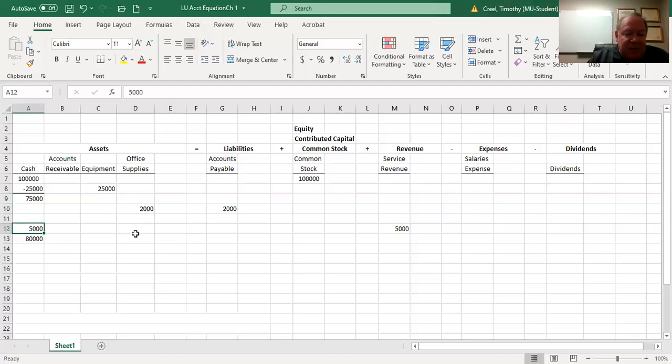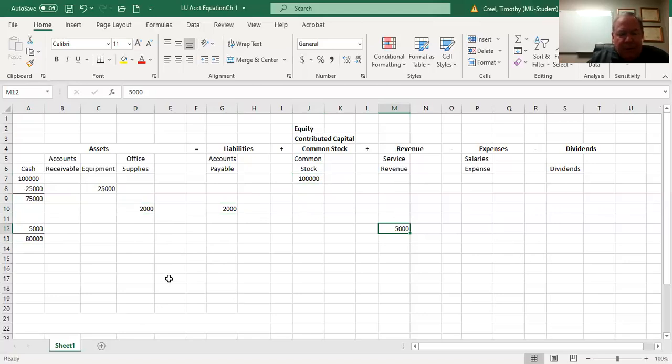So let's make sure it is. We got 80, we got 25, so that's 105, and 2, we've got 107 on the asset side. And we come over to the liability plus equity side. We've got 2 plus 100 plus 5. We've got 107 on this side as well. So basically, we are all in balance. We are doing good. That's a good thing.